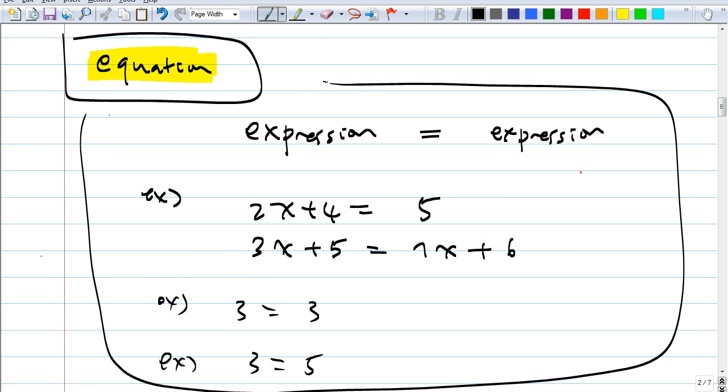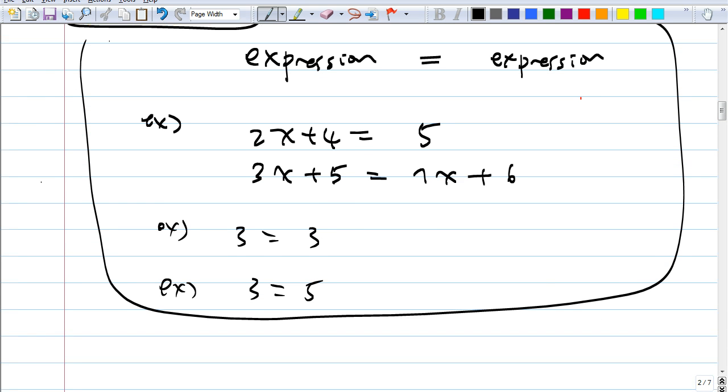Here are some examples. 2x plus 4 equals 5. You have a variable expression equal to a numerical expression. You could have 3x plus 5 equals 7x plus 6. You have a variable expression equal to a variable expression. Here, look at this one. You have a numerical expression equal to a numerical expression. Is that an equation? 3 equals 3? Yeah, it's still an equation. I could make it a little bit more interesting. 3 equals 2 plus 1. How about that? That's still an equation if you have a numerical expression equal to another numerical expression.